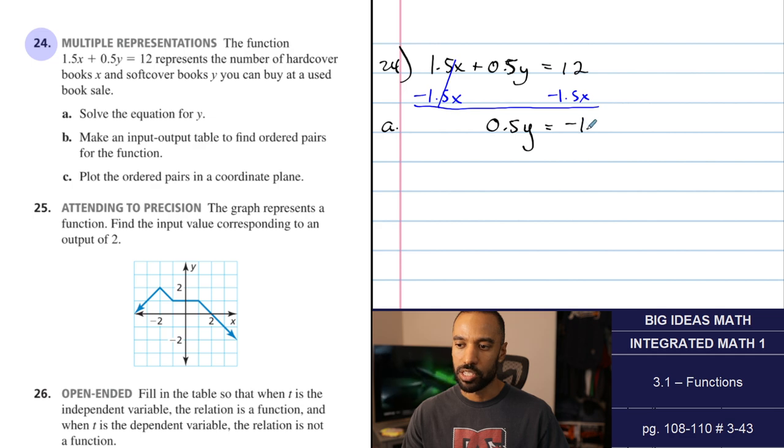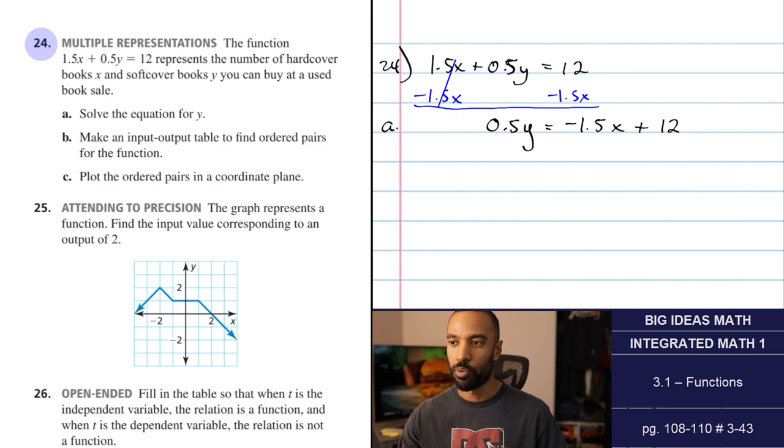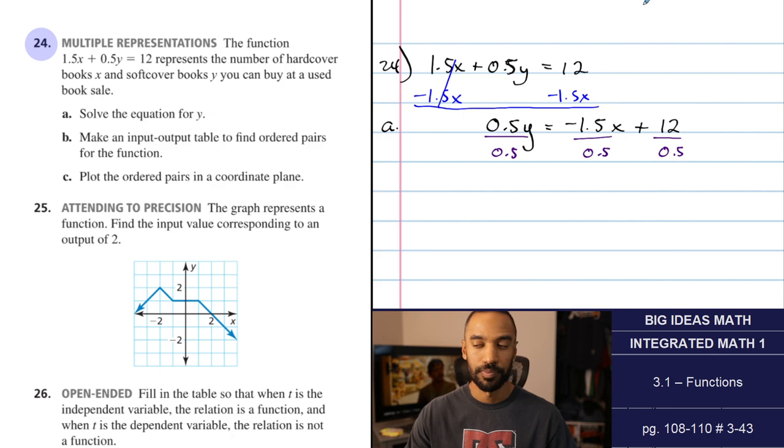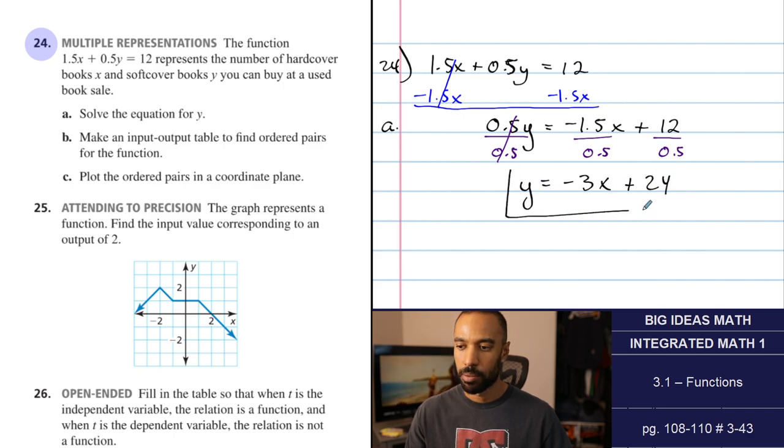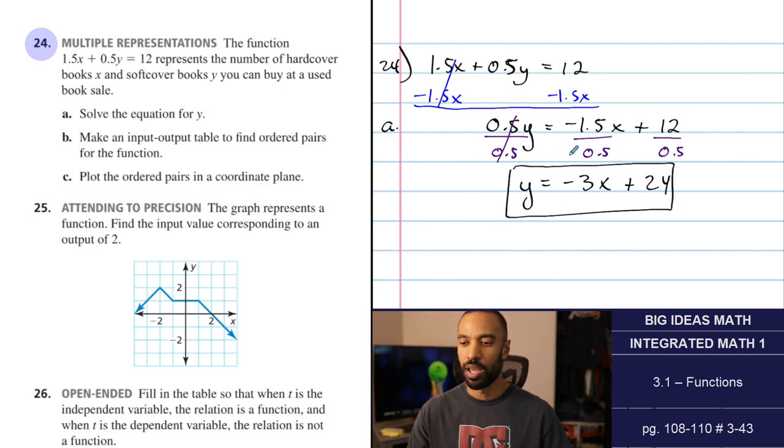Anyway, if you saw what I did in section 1.5, I like to front with my x term personally because we're probably going to be doing it even later in this chapter, if not the next chapter. Now I'm going to divide both sides by 0.5 to solve for y. And if you don't know, 0.5 is 1/2. So when I divide by 1/2, I'm also multiplying by 2, which is just nice when it comes to these final results. Negative 1.5 times 2 is negative 3. So that's negative 3x. 12 times 2 is 24. So this is y by itself. We get negative 3x plus 24.